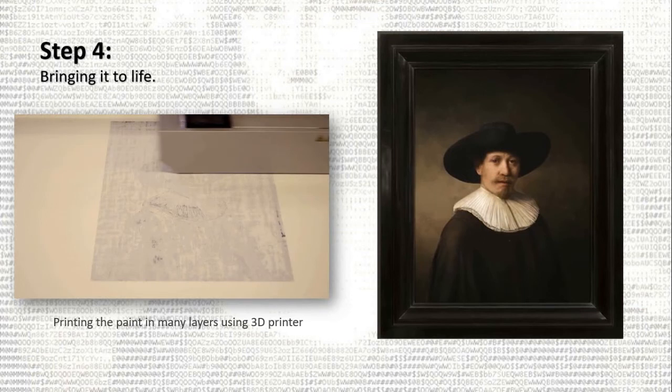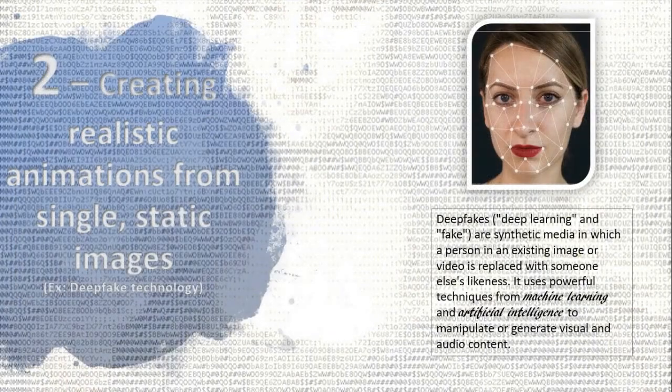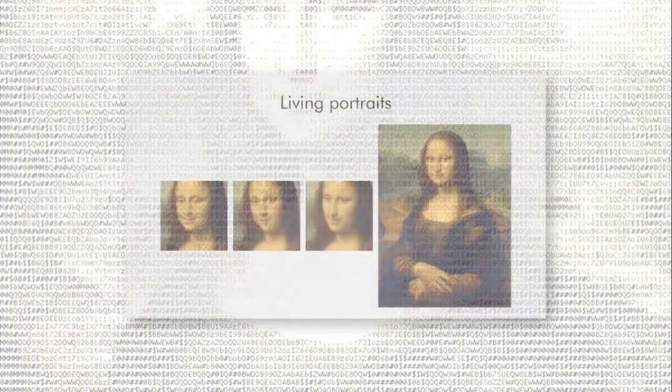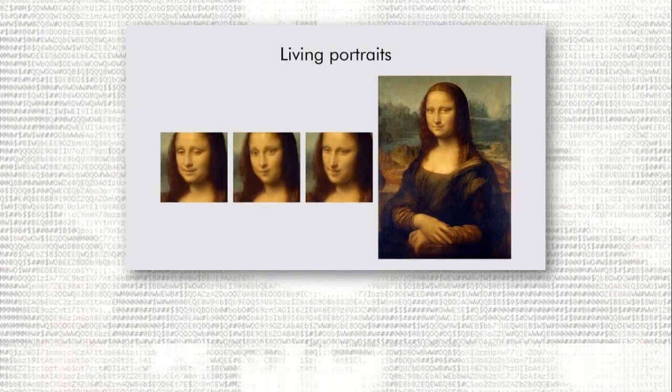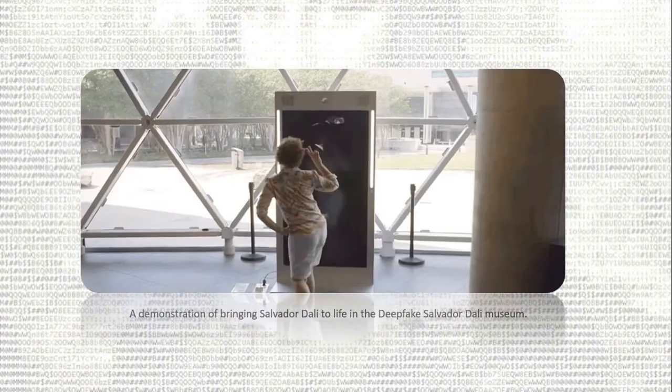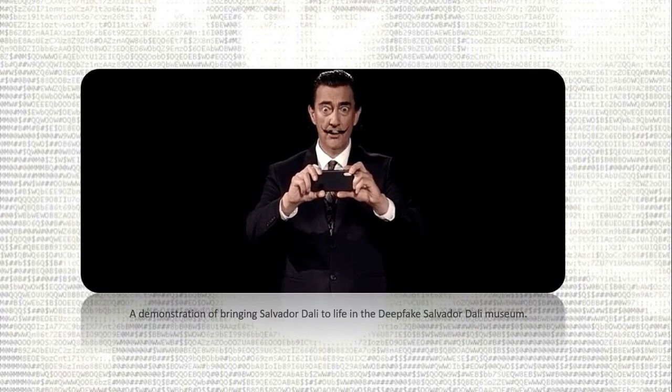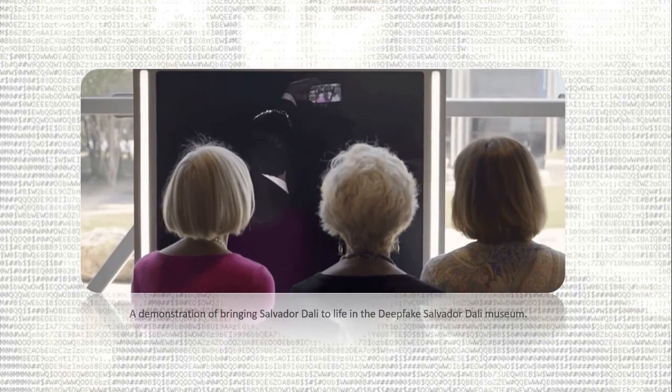The second contribution we have is creating realistic animations from a single static image. This technology sometimes benefits from a technology called deepfake that depends on machine learning and artificial intelligence. Using a technology like deepfake, it is possible to bring life to static images. A simple example would be bringing life to the woman in the Mona Lisa. You can see how she is moving her head here. A more useful example is demonstrated in the deepfake Salvador Dali Museum in Petersburg in 2019, when this technology helped bring life to Dali and enabled his animation to interact with the visitors.